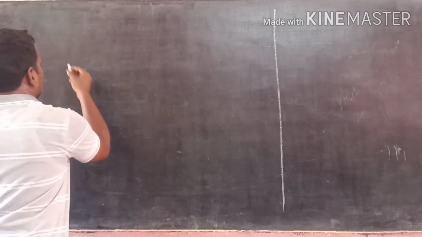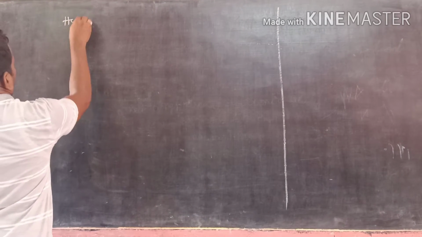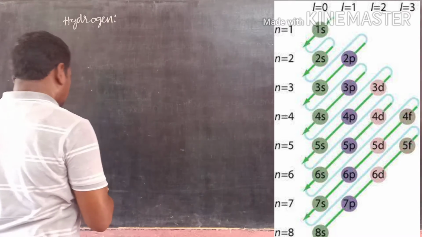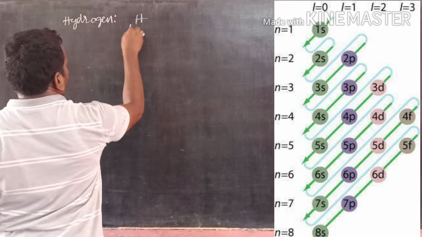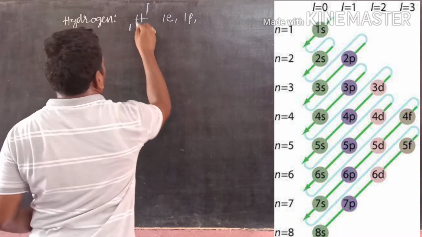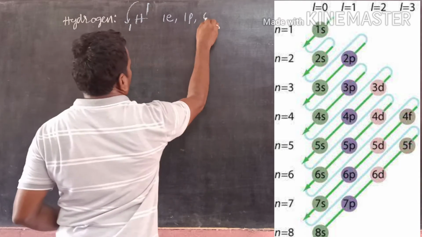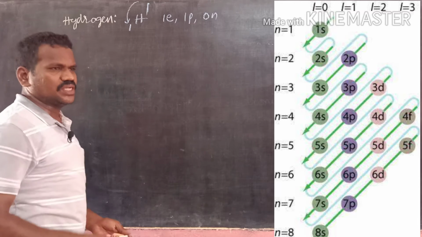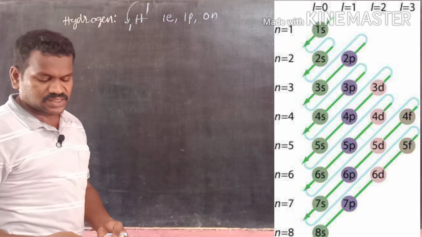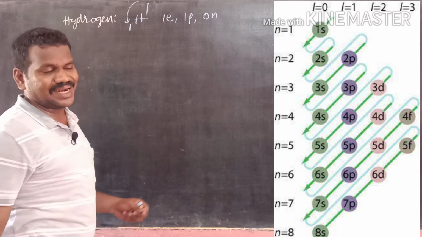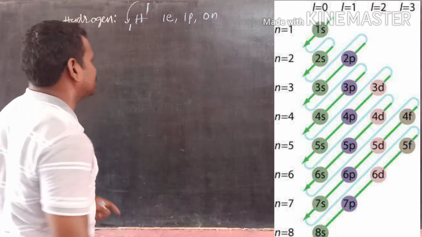The first element, as we know, is hydrogen. Its general representation is H, mass number 1, atomic number 1, meaning it contains 1 electron, 1 proton, and 1 minus 1, that is 0 neutrons. One and only one element without any neutrons is hydrogen. For that reason it is least in mass and is the lightest gas.